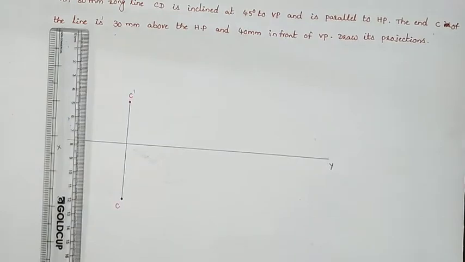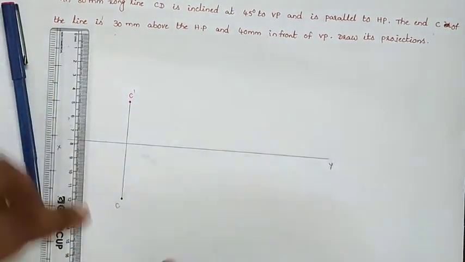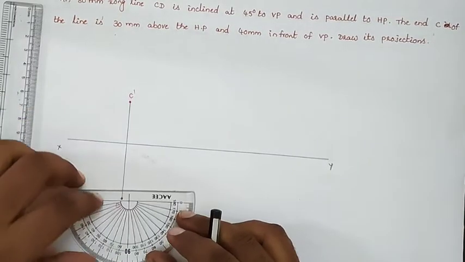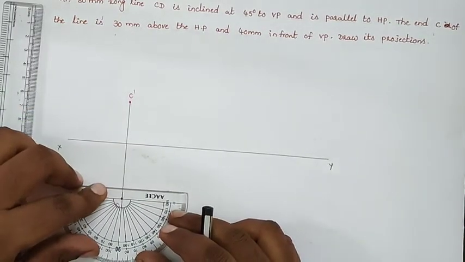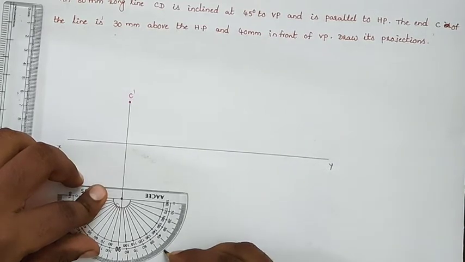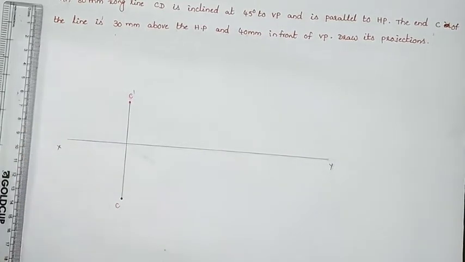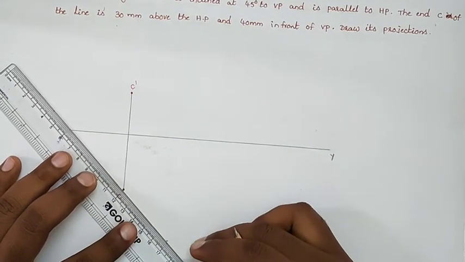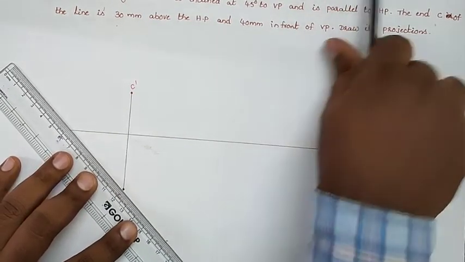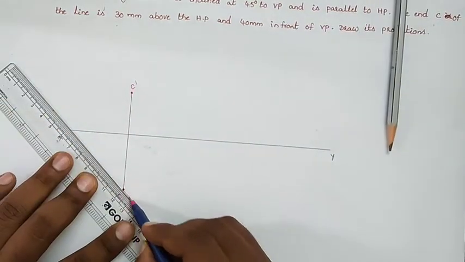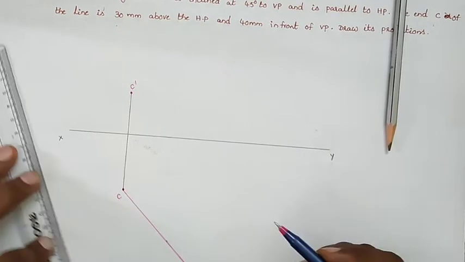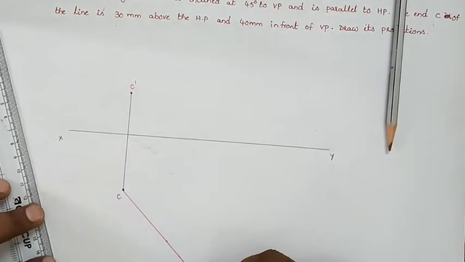Now from point C, the inclination is 45 degrees. So from point C, making an angle of 45 degrees, we will draw the true length of the line. The angle is 45 and draw the true length with 80 mm. So this shows CD is our true length of the line.